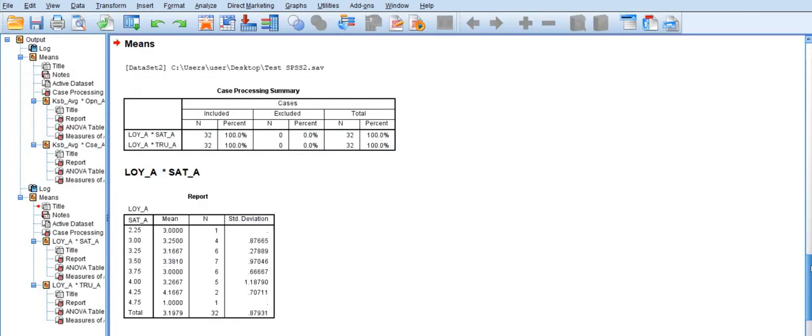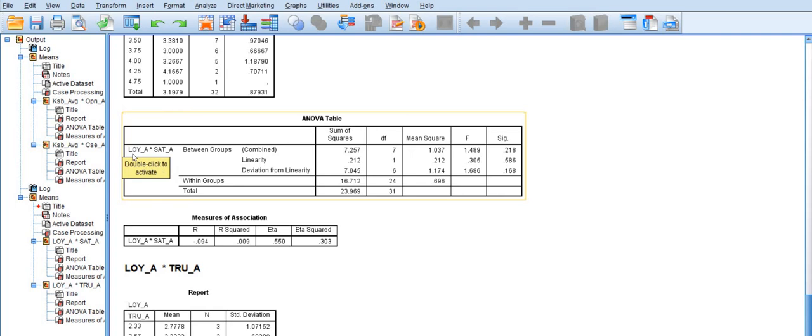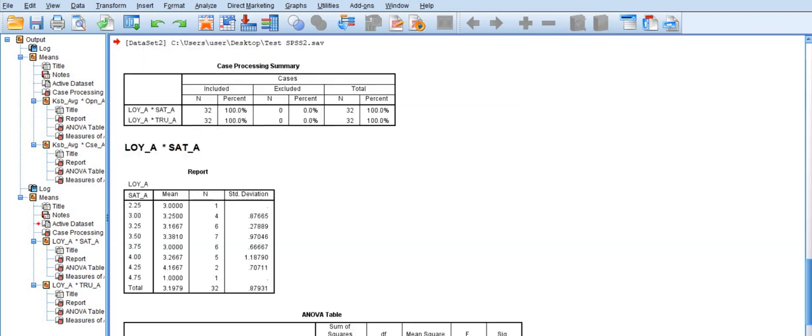So this is the outcome. This is the variable loyalty and satisfaction pair. You can see the combined sum of squares, degrees of freedom, F ratio, and it is insignificant at 0.218. The linearity component here is insignificant at 0.586, and deviation from linearity is also insignificant. Therefore, we will conclude that this variable pair is not fulfilling the linearity assumption.